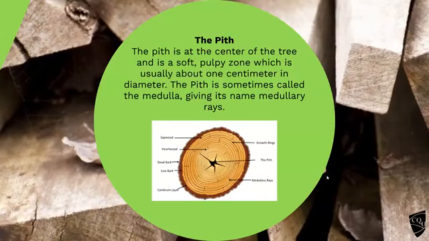The pith, or the middle part of the tree, the very centre pith, is the centre of the tree. It's a soft, pulpy zone. It's not hard at all. It's about 1 centimetre in diameter, as it says. Can be called the medulla, and that gives its name to those medulla rays as well. But that's the original part of the tree that's grown, and it's taking nutrients up and that through the centre of the tree.